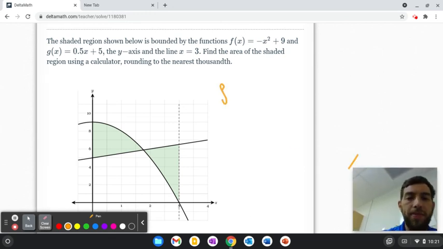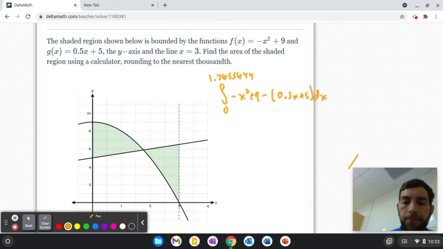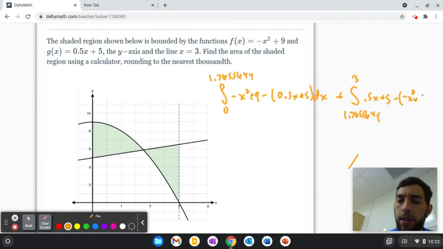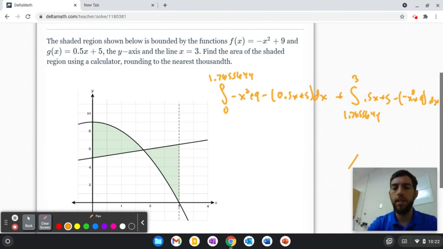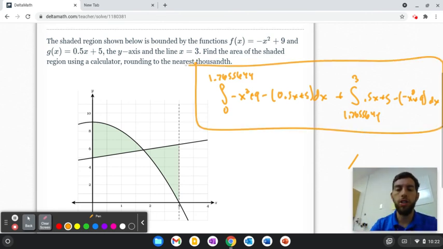Let me rewrite this here. My first one is going to be from 0 to 1.7655644, and that is my negative x squared plus 9 minus 0.5x plus 5 dx, plus the integral from 1.7655644 up to 3 of, now switching it, 0.5x plus 5 minus negative x squared plus 9 dx. So that is what you'd want to write to show this on the AP test. This is your work here to show how you do it.